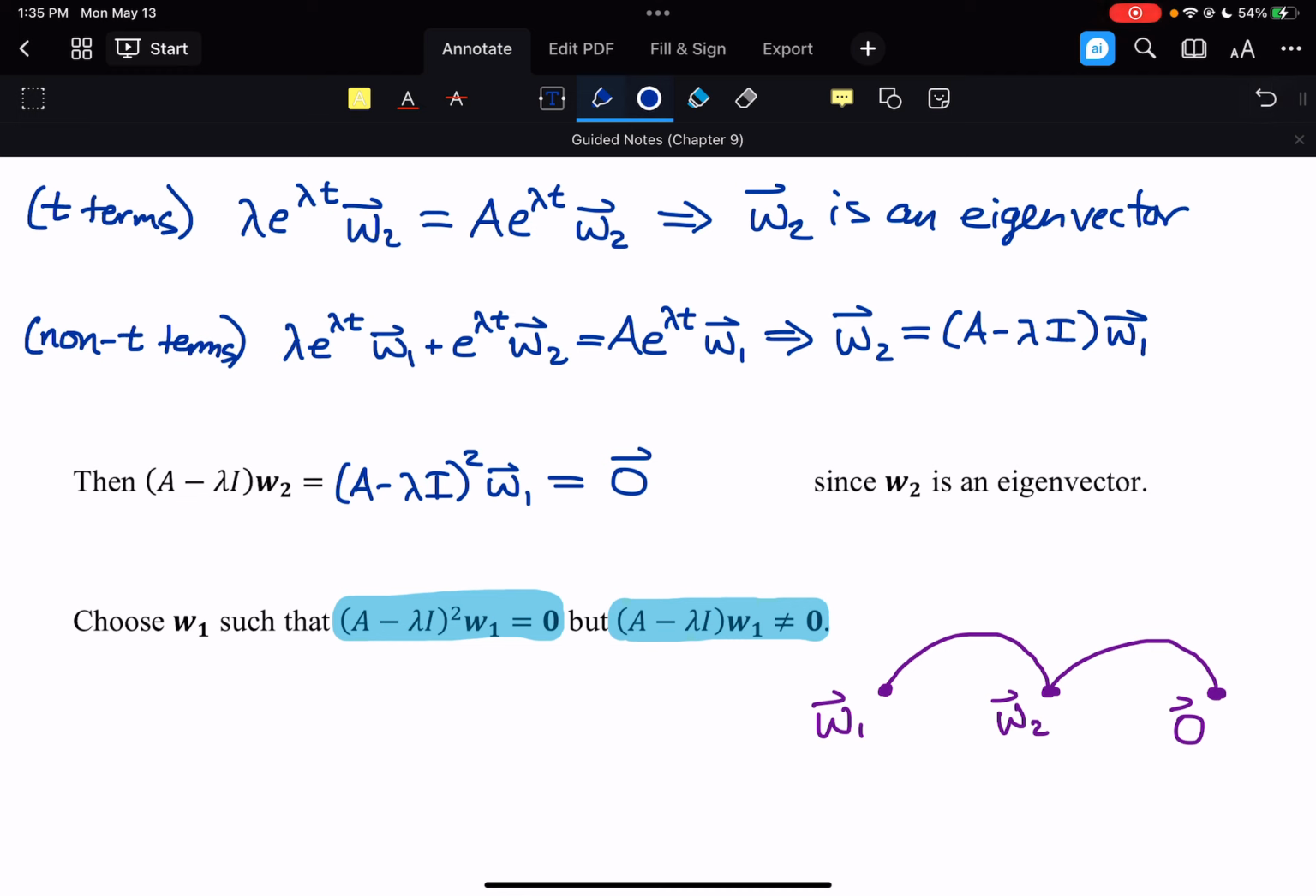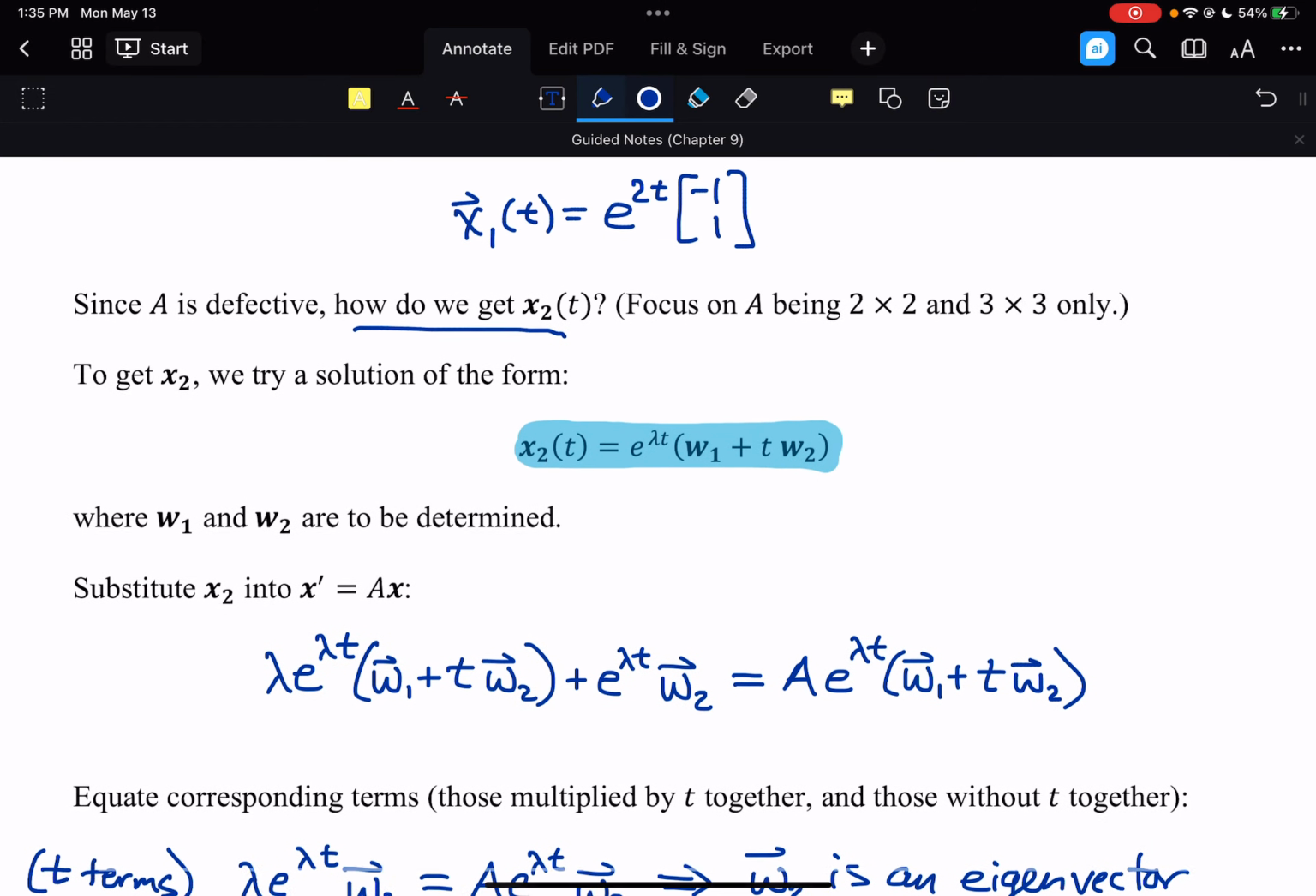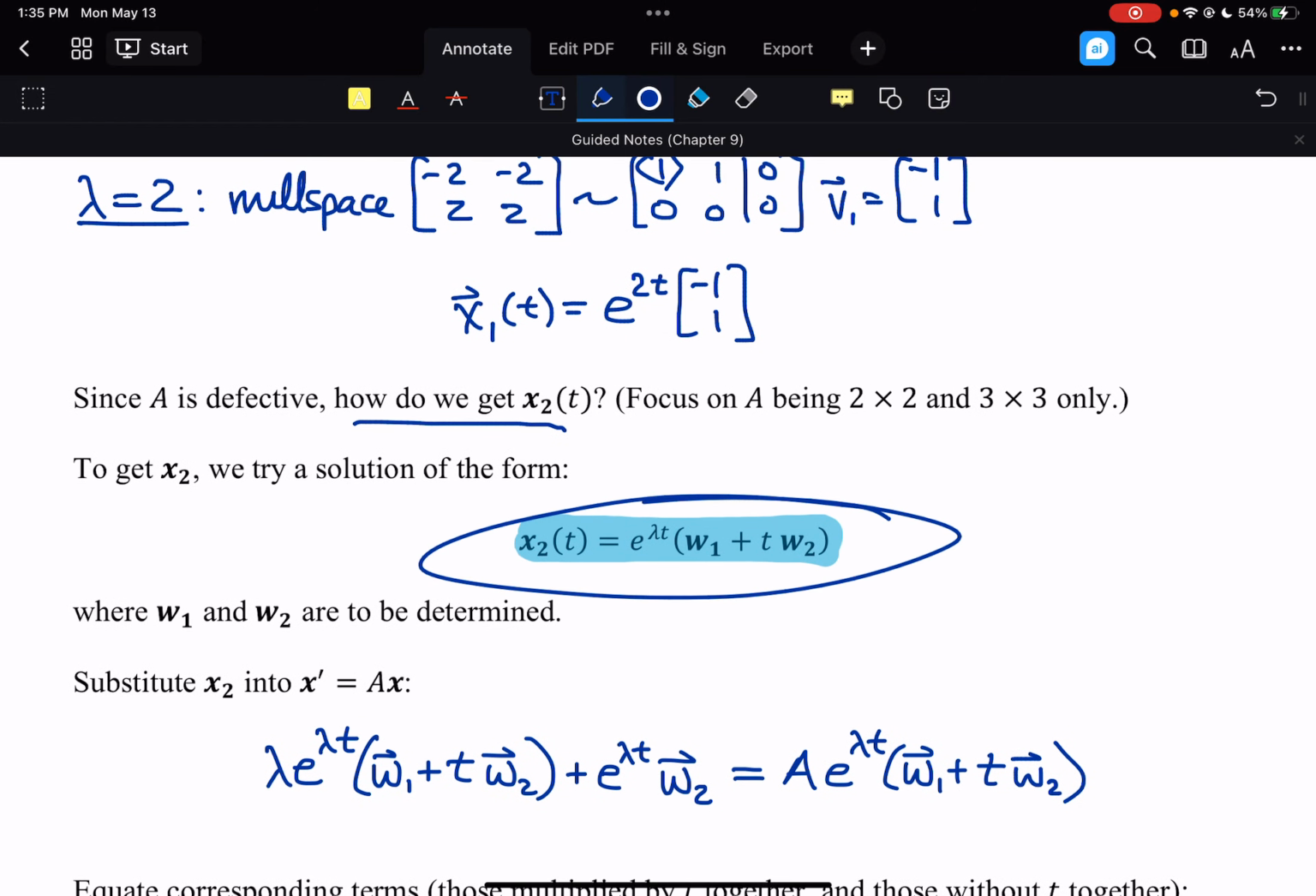So I've got a little diagram right here. We're going from W1 to W2 to 0. W1 is something that we choose. When it gets multiplied by A minus lambda I, it gives us W2. W2 should be an eigenvector. And then when we multiply by A minus lambda I again, it should produce the 0 vector. And that's how our setup is going to look. And once we have W1 and W2, that gives us the general form of the second solution.